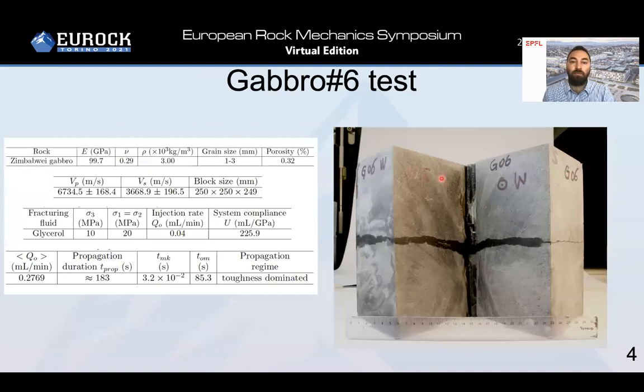Here, I explain the results of a gabbro test. It was a Zimbabwe gabbro with low porosity and a grain size of about 1 to 3 millimeters. The other physical parameters are mentioned here, and the P-wave velocity was about 6,740 meters per second. We injected glycerol, and the confining stresses were 20 megapascal in the horizontal directions and 10 megapascal in the vertical direction to ensure horizontal growth of the fracture. The injection rate was 0.04 milliliter per minute. This test was designed to be in the toughness-dominated regime.